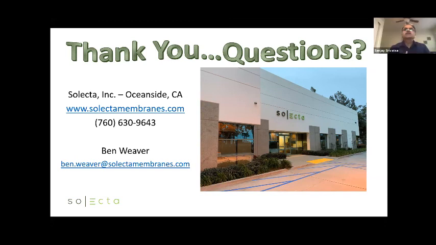Ben, there's one more question. Are the conditions the same in the last rinse? I'm assuming it's a final rinse. The FR operation will be different than the UF operation. The pressures are going to be different. The cleaning frequencies are going to be different. Cleaning chemicals are similar, but there are going to be process differences between the FR and UF. Okay.